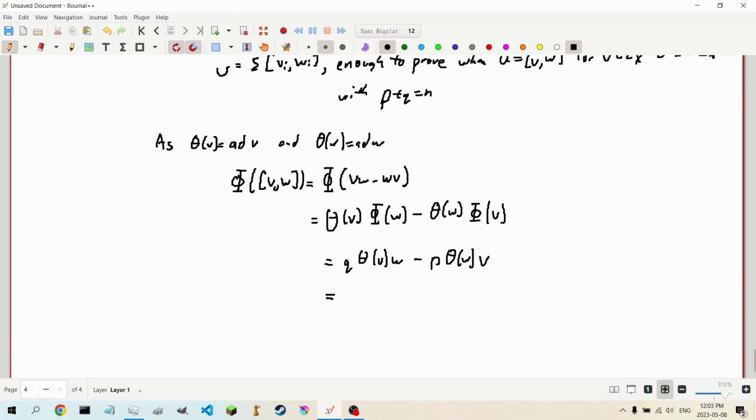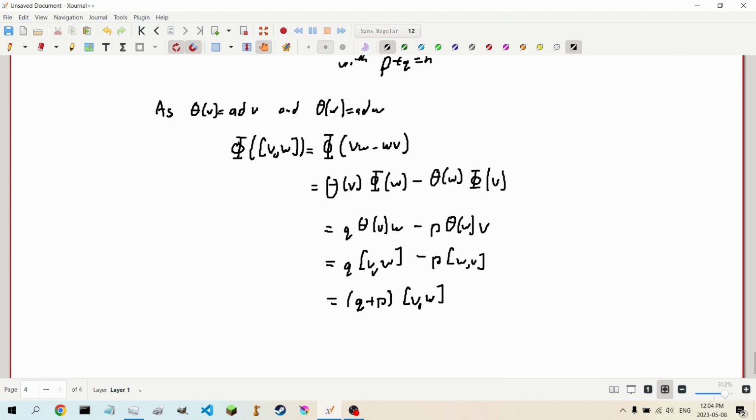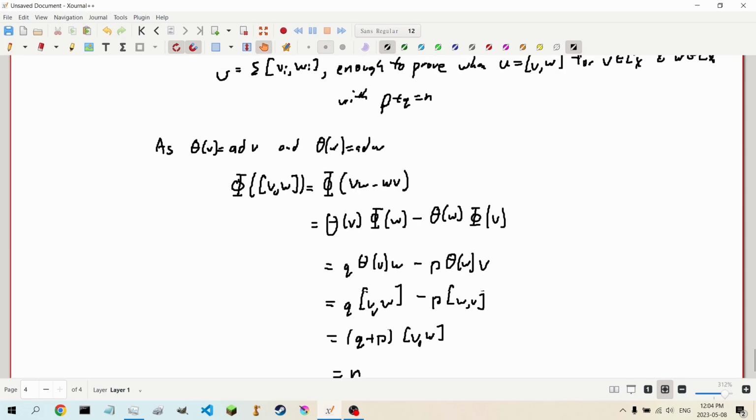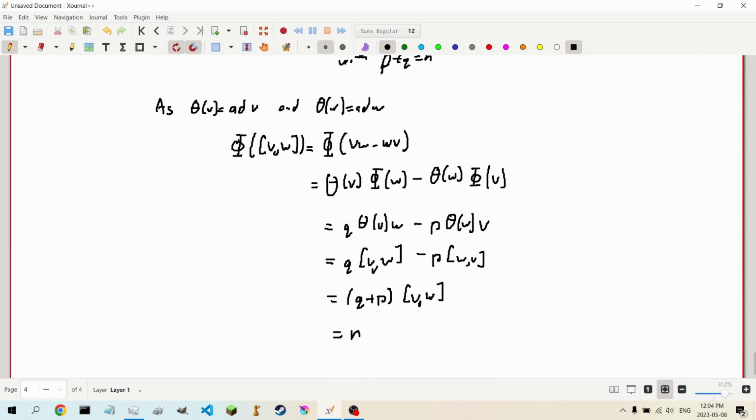So this is equal to q times the bracket of v and w, because theta v is the adjoint of v, and likewise we get the same thing here, which is equal to q plus p times v and w by antisymmetry, which is just n, because q plus p splits into n, and the bracket of v and w is by assumption u.